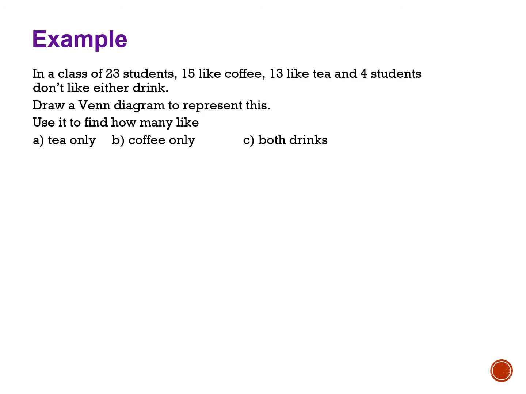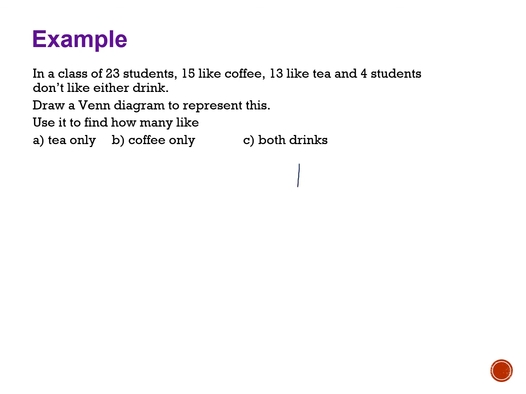Okay, right, let's crack on with our first example. So again, pause the video, copy down example as the title and copy down the question exactly as it appears there. Okay, so we've got a class of 23 students. We've got 15 like coffee, 13 like tea, and 4 don't like either. Draw a Venn diagram to represent this and use our Venn diagram to find out how many like tea only, coffee only, or both drinks.